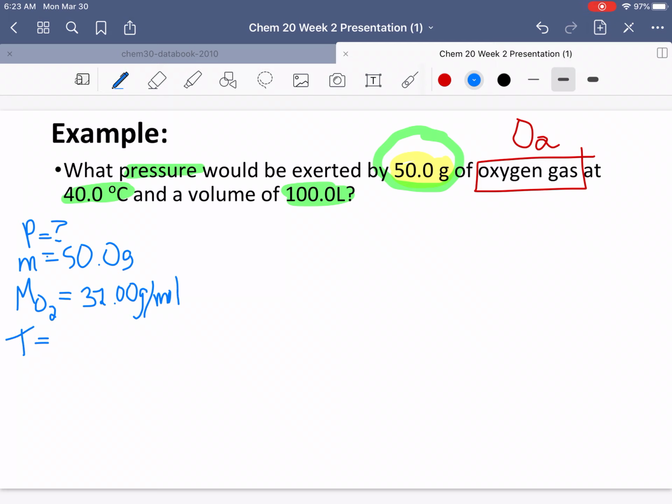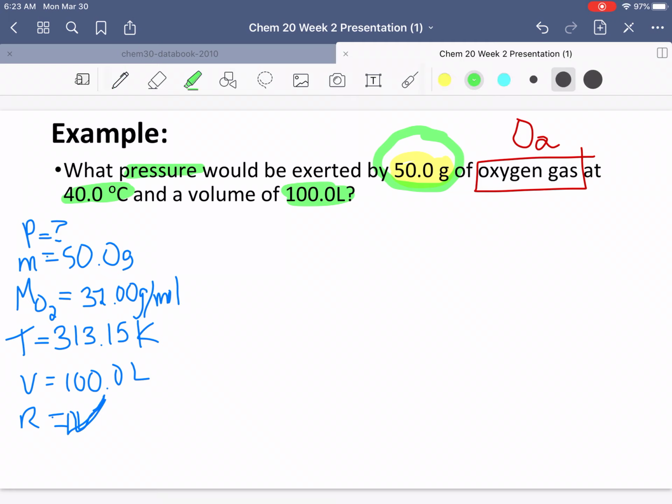Keep going with what you know. Temperature is 40 degrees Celsius. Add that to 273.15. We get 313.15 Kelvin. And my volume, of course, is up there too, 100.0 liters. We have R. That's supposed to be a question or a check mark. There we go. All right. Step 1 is we can't do PV equals nRT to find the pressure until we have the number of moles. Now that's missing at this point. So start there. Focus on getting the number of moles first.